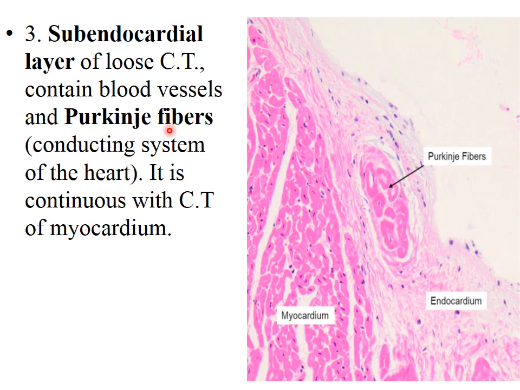What is the Purkinje fiber? Purkinje fiber is the conducting system of the heart. It is continuous with connective tissue of myocardium. Again, subendocardial layer of loose connective tissue contains blood vessels and Purkinje fiber. Purkinje fiber is the conducting system of the heart. It is continuous with connective tissue of myocardium.